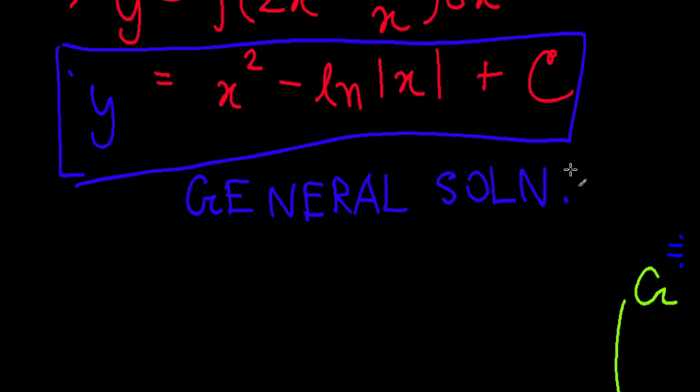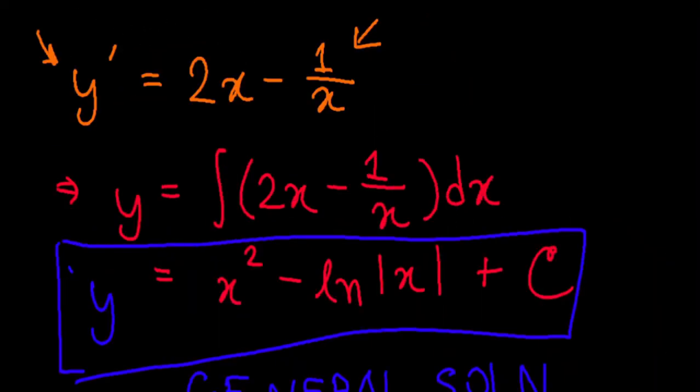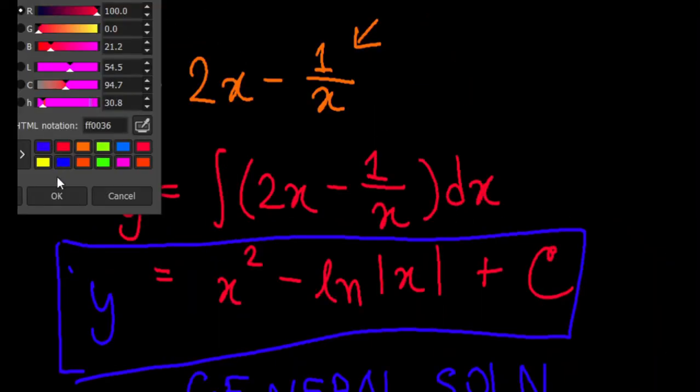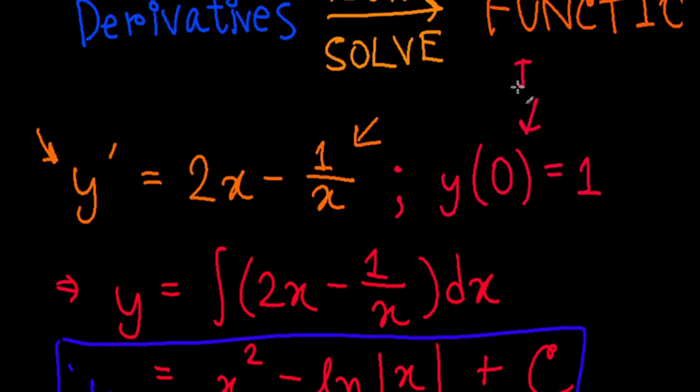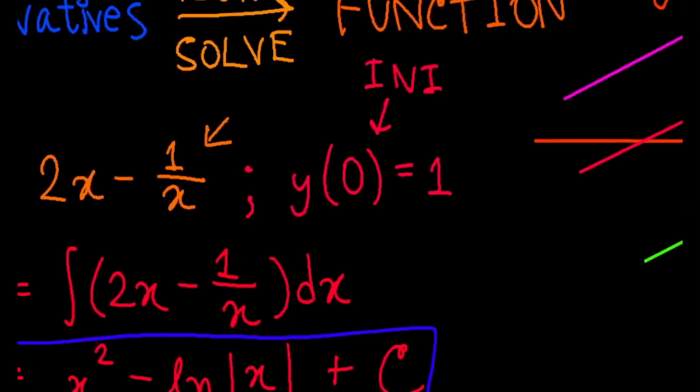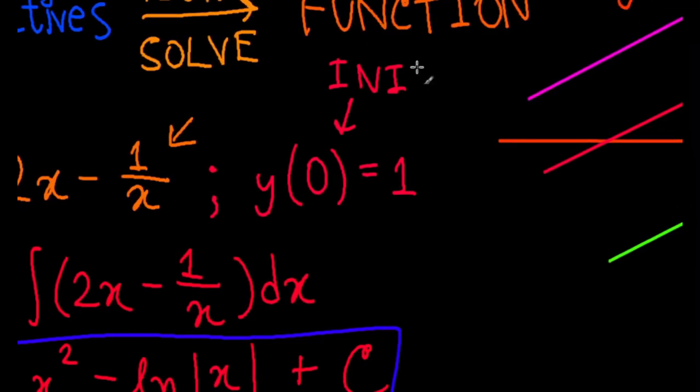Now, let me tack on an initial condition here. Let's say that along with this, you also need to satisfy this: when x equals 0, y needs to be equal to 1. Now, as I said, this is an initial condition. It's some extra info given to you so that you can find a particular or actual solution.